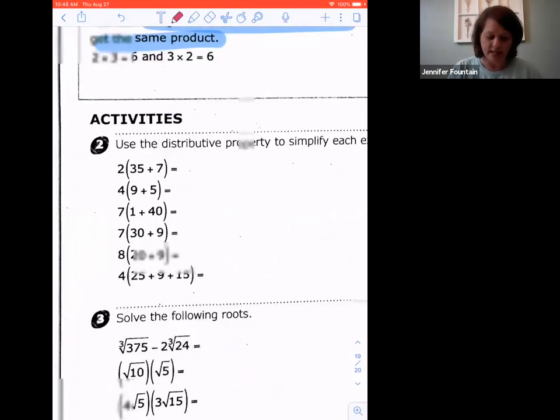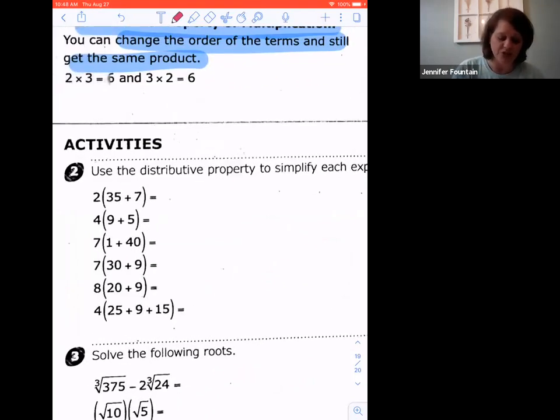So let's go ahead and take a look. I want you to go ahead and work on activities 2 right now. Okay, you can use a calculator, you can use pen and pencil, however you want to do it. Let's go ahead and take a few minutes to work on activities 2.